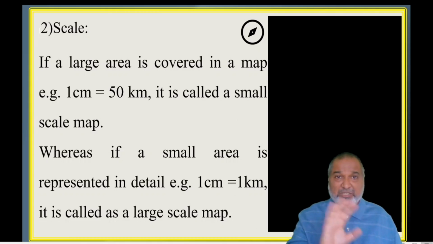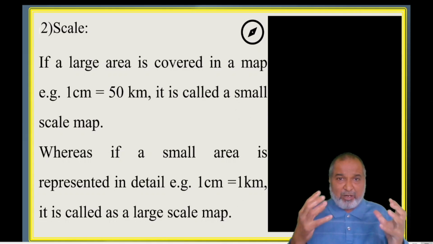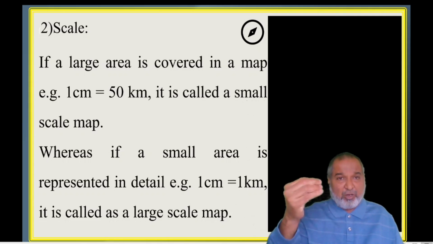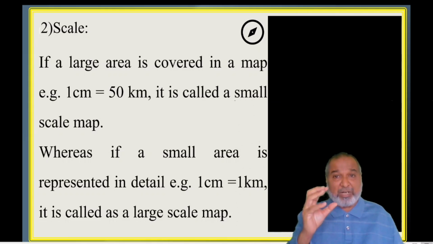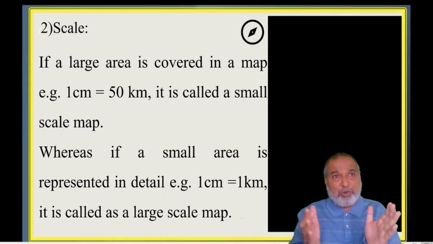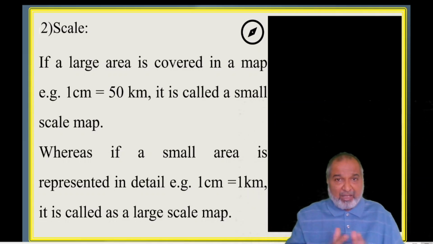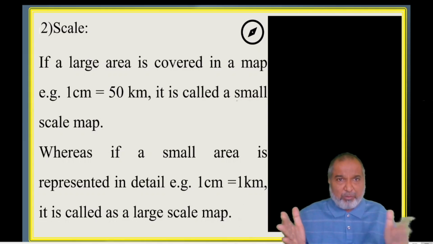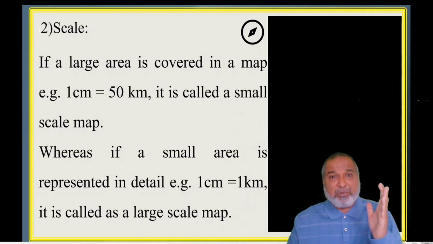But on a small scale we could not find these details, because Pune and Bombay themselves are very close, and within Pune we could not find the details on MG Road or Lakshmi Road, or in Shivaji Nagar. So that is the small scale map and the large scale map. A small scale map shows a large area, while in a large scale map a small area is covered, and the scale is 1 centimeter equal to 1 kilometer. In the small scale map, 1 centimeter is equal to 50 kilometers.